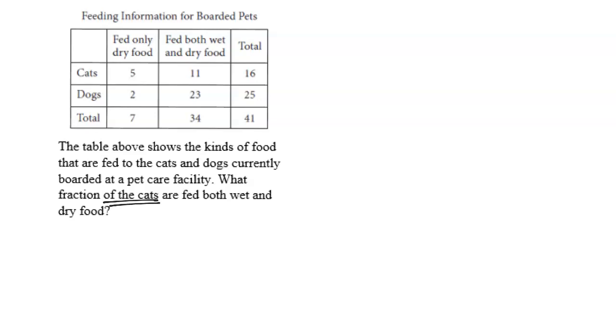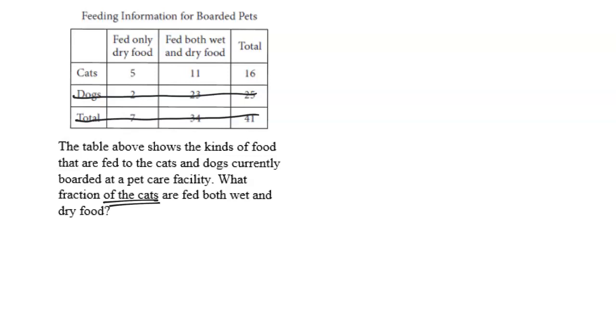Now that's a very important little three-word phrase there that tells me I only want to concern myself with the information from this table that regards cats. So the row here that talks about dogs, I'm going to cross it out. It's not relevant to what we want to do here. So is the row about the total. Those two rows are not relevant to answering this particular question. What fraction of the cats?